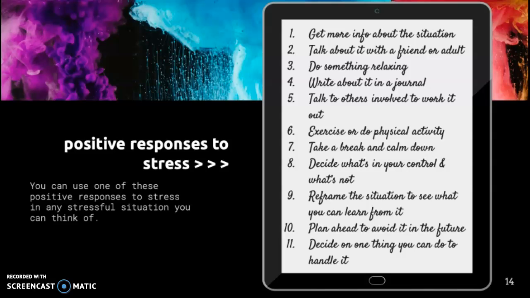Positive responses to stress: get more information about the situation, talk about it with somebody, do something else that's relaxing, write about it, talk to people, exercise, take a break and calm down, decide what's in your control, reframe, so see it in a different lens, plan ahead, and decide on one thing you can do to handle it. Okay, you can use some of these positive responses to stress in any stressful situation that you can think of.